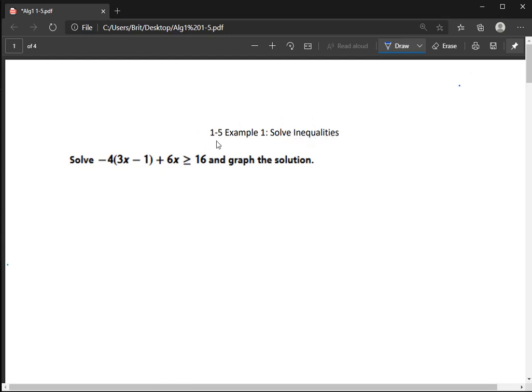This example is from section 1-5 in the SavvasRealize Algebra 1 textbook. It's example 1, solving inequalities. Just a reminder, an inequality is a type of equation that has multiple solutions.